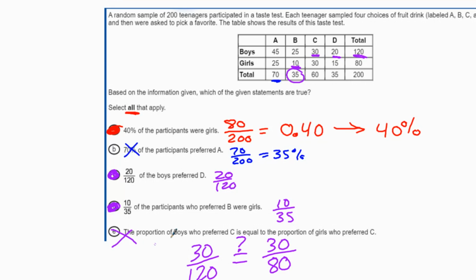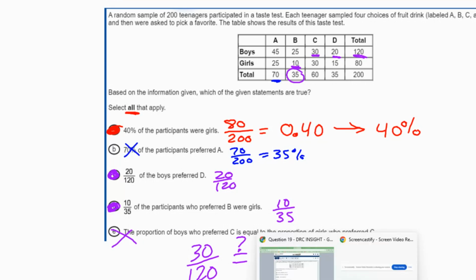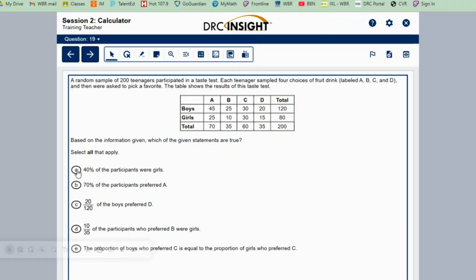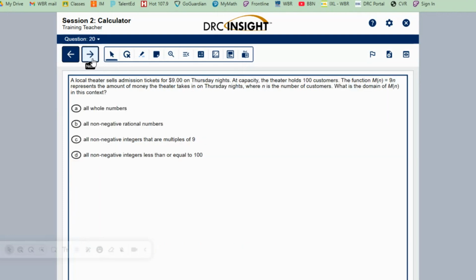Make sure you go to your test and click on your correct answers, which were A, C, and D. Then arrow to our next problem, 20. We're gonna go until there's just a few minutes left before the bell. We're gonna get as much done as we can.